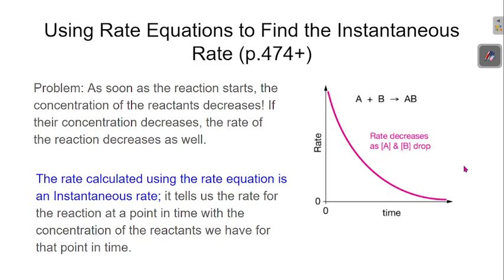The rate calculated using the rate equation that we saw last week is an instantaneous rate. So it's the rate at that precise moment when we have those concentrations. It tells us the rate for the reaction at a point in time with the concentrations of the reactants we have for that point in time.